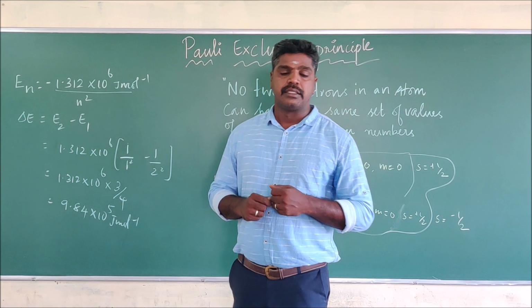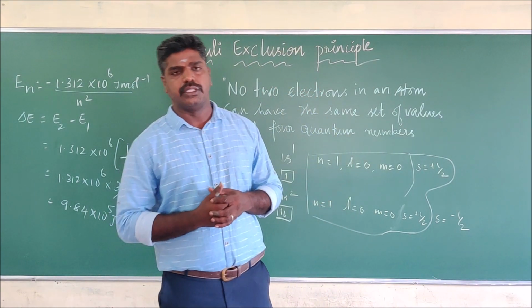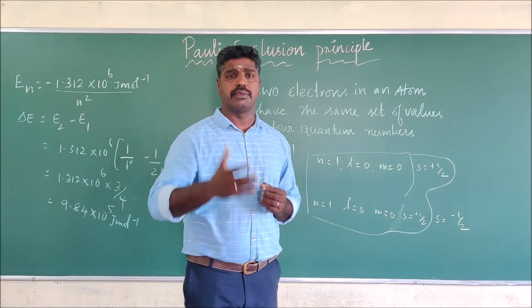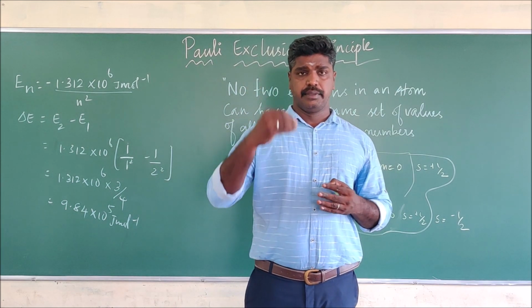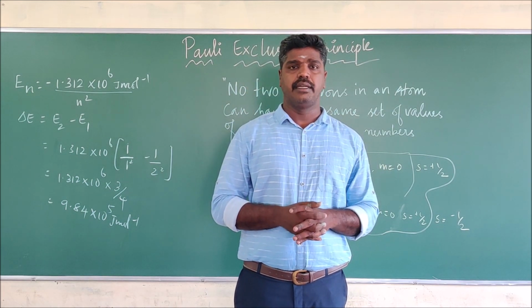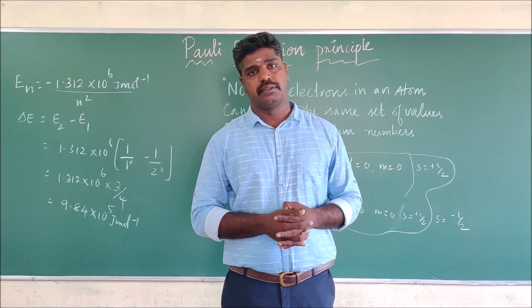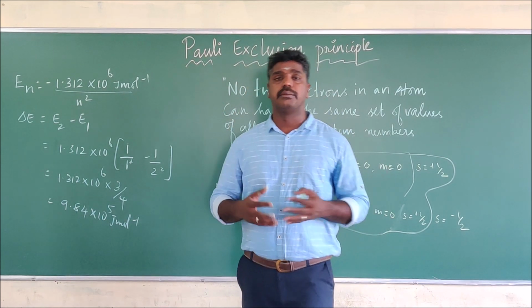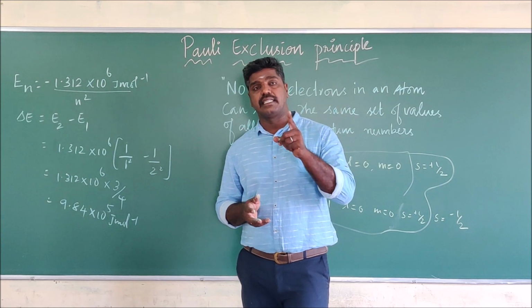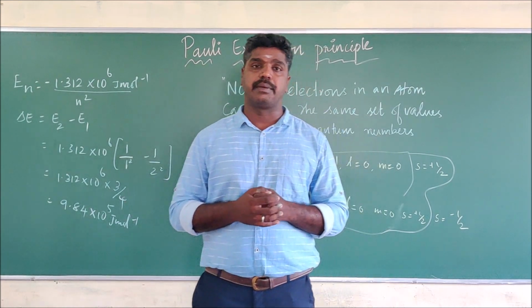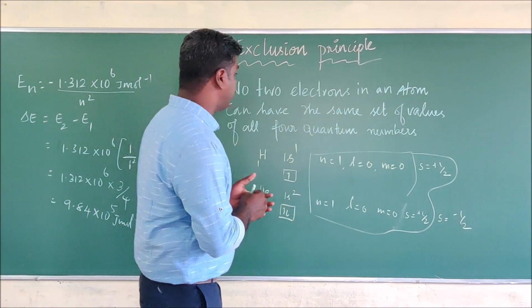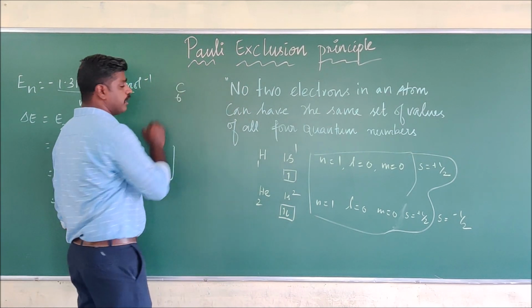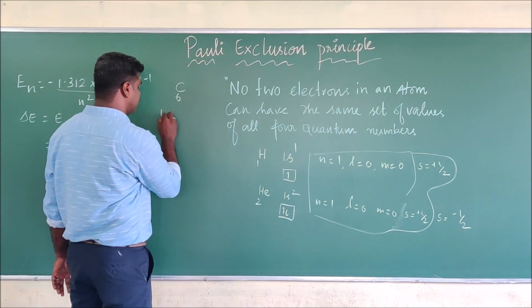Sometimes they will ask one more question suddenly. What is the fifth electron of carbon? Write the 4 quantum numbers for the fifth electron of carbon atom. That means you have to write it. See, carbon atomic number is 6. Total 6 electrons are there.